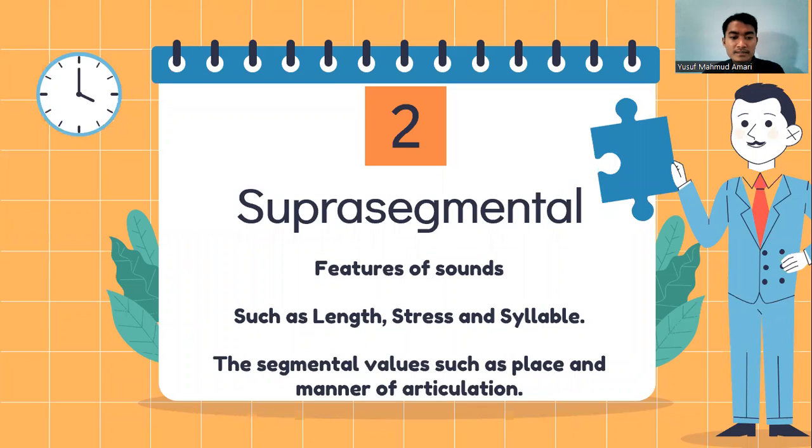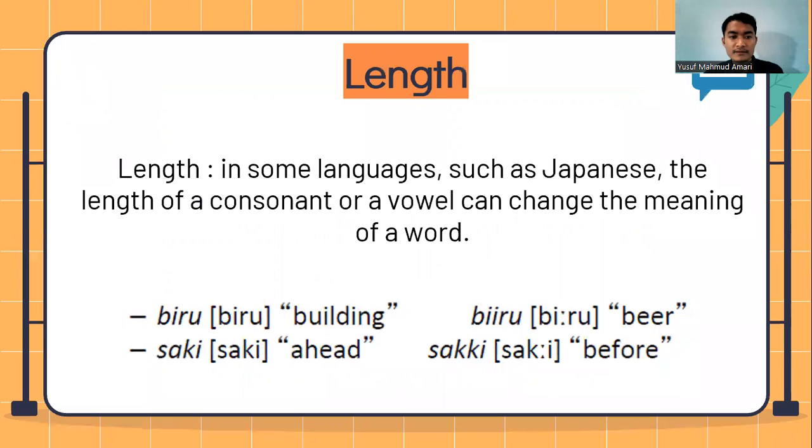Okay, right now, suprasegmental. It is a feature of sound, a characteristic. There are length, stress, and syllable. And it also has the same value as the manner of articulation. For one, length. In some languages, such as Japanese, the length of a consonant or vowel can change the meaning of a word.